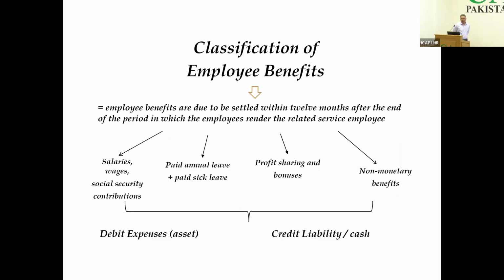Employee benefits which are going to be paid within 12 months after the end of the period in which the employee rendered the services are called short-term employee benefits. Examples are salaries, wages, social security, paid annual or sick leaves, profit sharing schemes, and non-monetary benefits. Recognition will be simply debit expenses and credit liability. If you have made the payment, then you will credit cash. Otherwise, the credit will go to liability or accrued expenses.